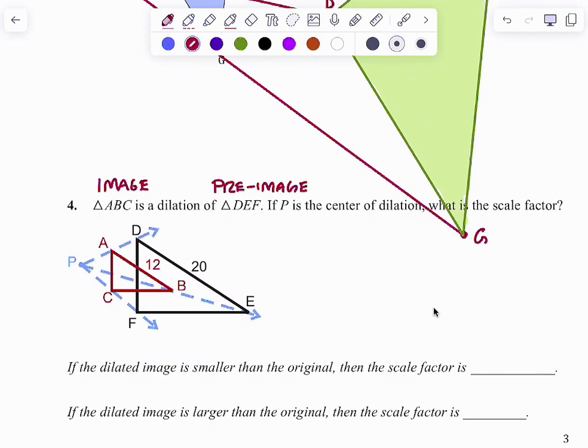So again, the arrows might make you think it's the black one. You might think the bigger one is always the new one. But in this case, the bigger one goes to the smaller one, and we just want to know the scale factor. So these are our two numbers. If the numbers were like 20 and 10, it would be easier than 20 and 12.